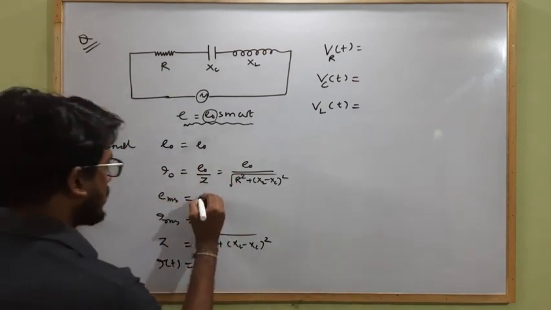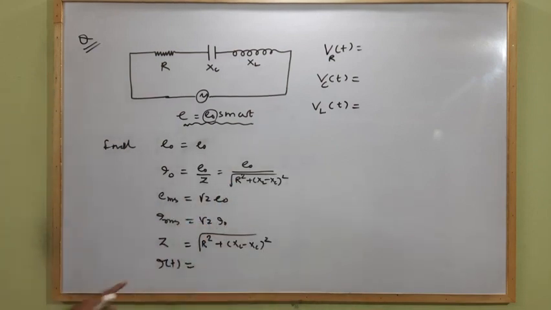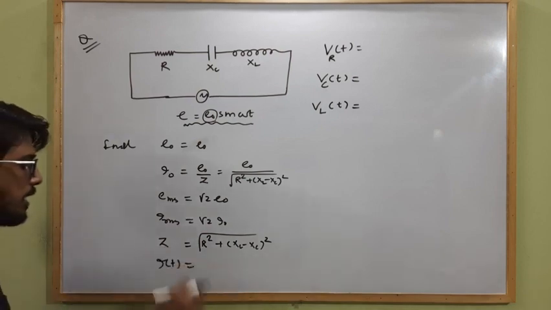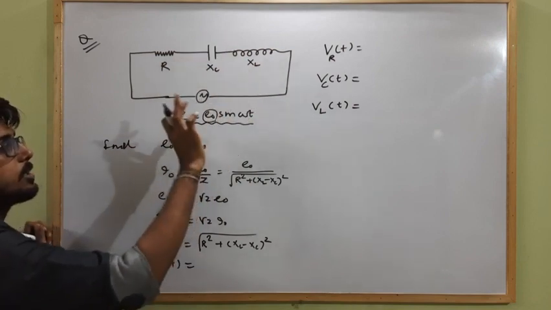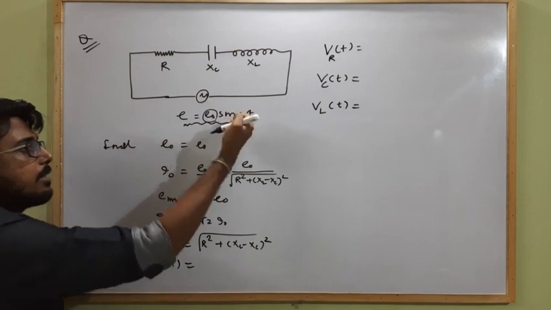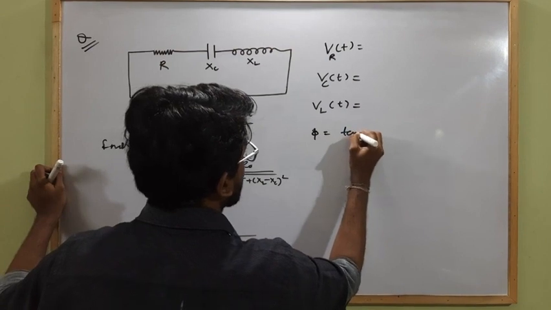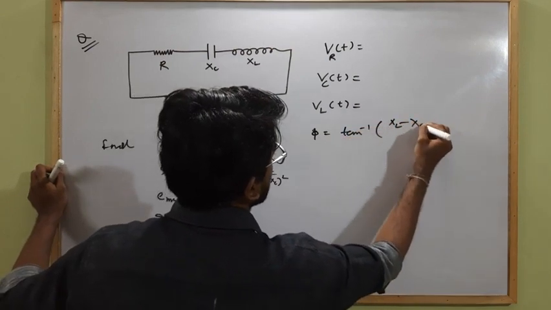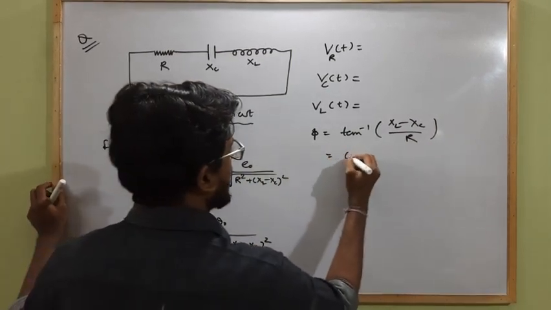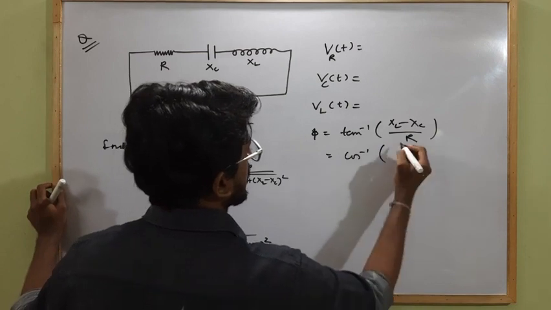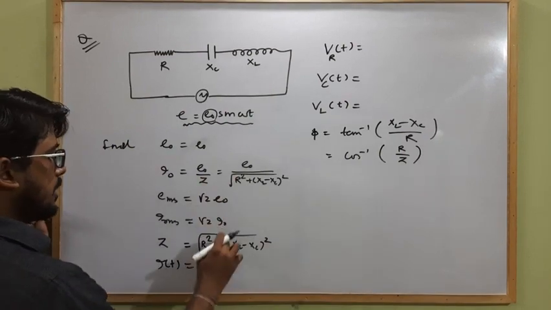What is ERMS? ERMS equals E naught by root 2, and IRMS equals I naught by root 2. Clear? And what is the expression for I? In this given RLC circuit, we know if E equals this much, I will lag behind E by phi. So from here we can calculate phi. Phi equals tan inverse of XL minus XC by R, or phi can be taken as cos inverse of R by Z, and putting the value of Z will be this much.